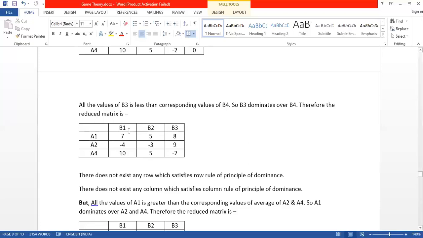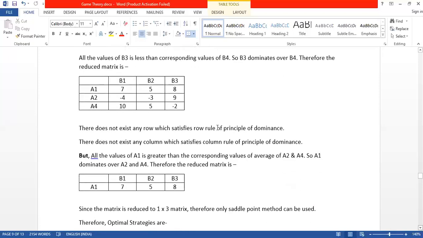Similarly, there does not exist any column which can dominate over another. Right? Compare B1, B2: 7 greater than 5, minus 4 less than minus 3. B1, B3: 7 less than 8, minus 4 less than 9, but 10 greater than minus 2. Similarly, if we compare B2, B3, 5 less than 8, minus 3 less than 9, but 5 greater than minus 2, right? So, what is to be done? We are supposed to give an answer for this.